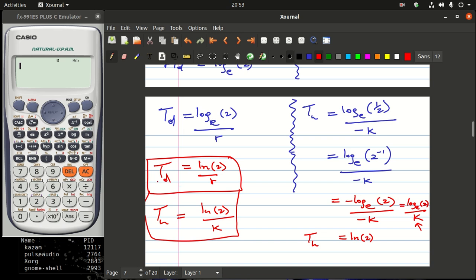Now this td is usually called doubling time, the time it takes for the growth to double its size. And then this one here is usually called the half-life. So when someone is saying the half-life of this, they are saying the time it takes for it to decay to about half its size is this much.